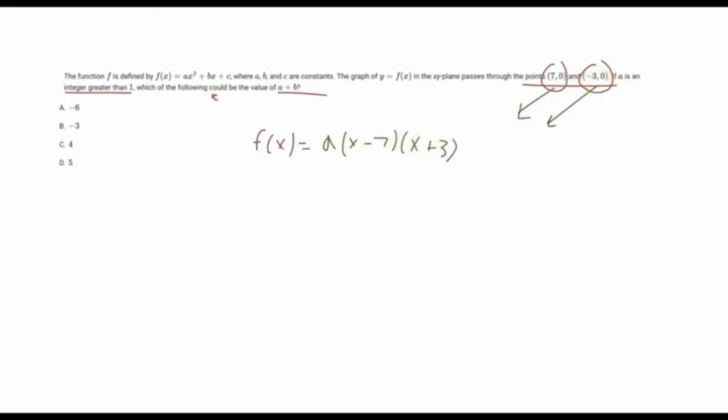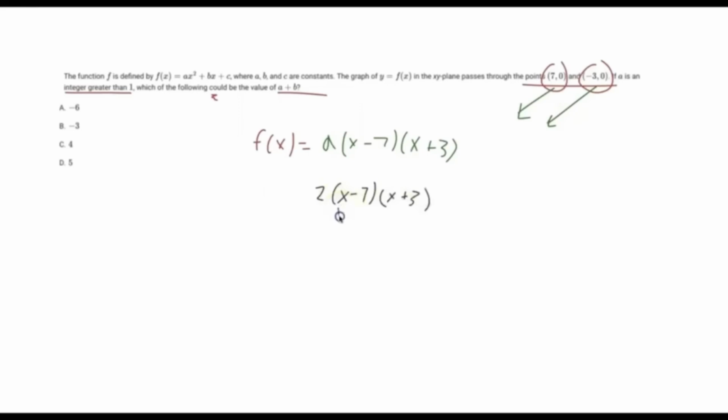Right, that's interesting. But now to actually expand this out and get a value for b, what you might realize here is that we need to actually have a value for a, right? So it says a is an integer greater than 1. Well, what's an integer that's right above 1? Well, 2. So let's just have a value of 2 for a. So then we have 2 times x minus 7, and then x plus 3. So now we can just expand this out.